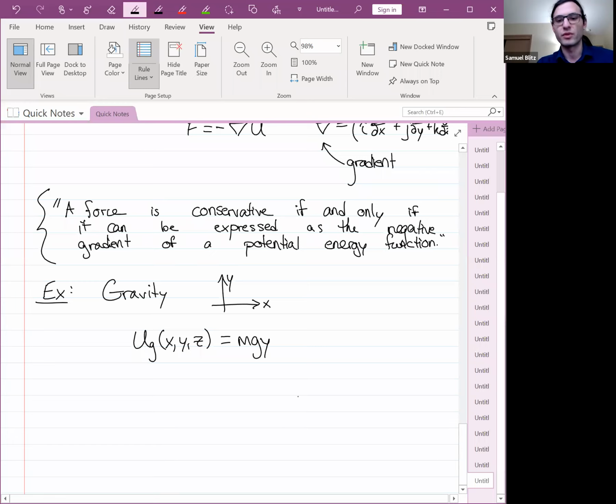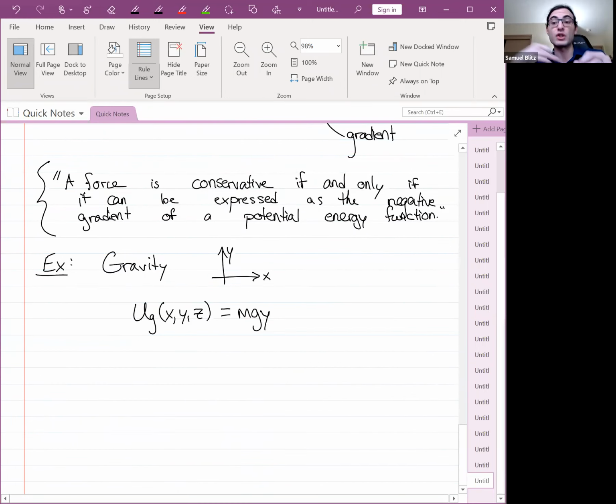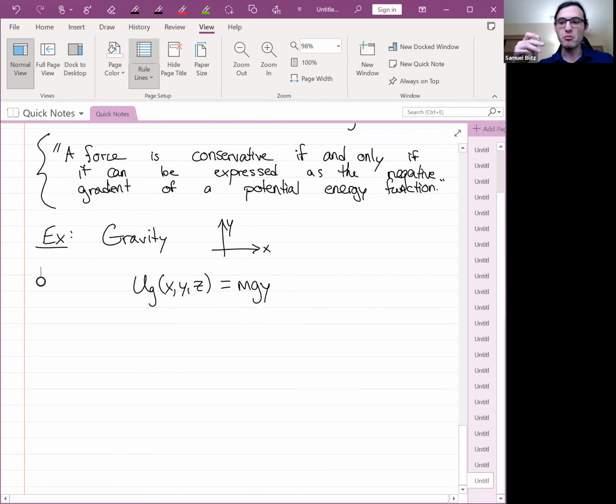And potential energy is actually defined by this equation, in fact. So if there is no solution to that equation, i.e. if there is no potential energy that exists that gives you the force back, then it cannot have a potential, then that force doesn't have a potential energy.